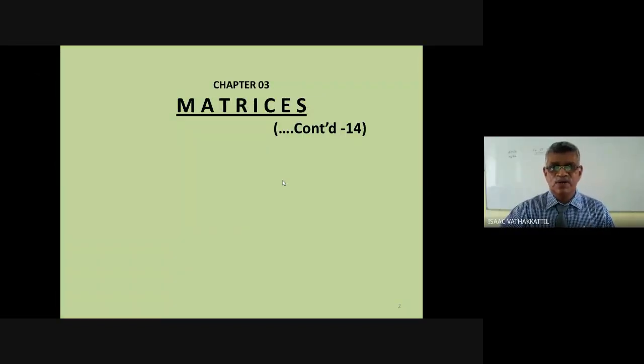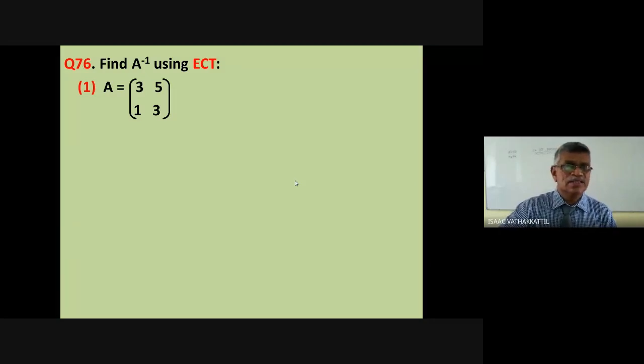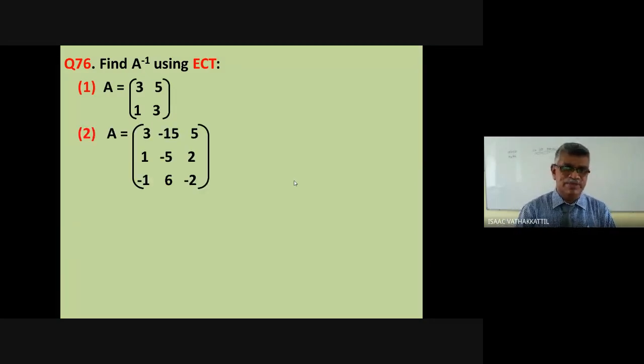Okay. We are going for the 14th day. Let me pick up a question to find A inverse using elementary column transformation. This is a 2 by 2 matrix, and I have a 3 by 3 matrix. Of course, finding the inverse using elementary row or elementary column, out of these two, I prefer elementary row because addition and subtraction row wise is more comfortable. But in any case, elementary transformations are a little tiresome and error prone. You are likely to make errors unless you are very careful. Even when anyone does the operations, error is possible here. So be careful about that.